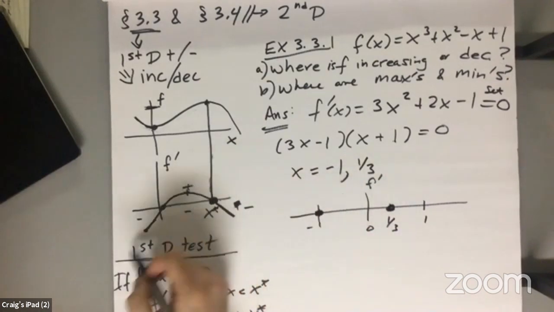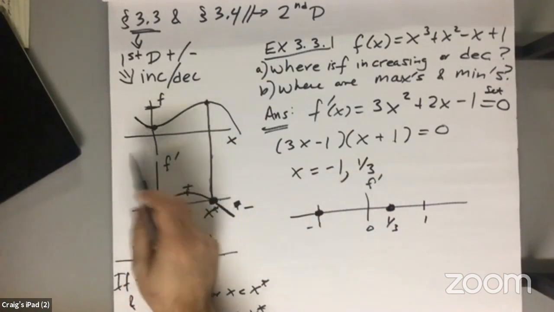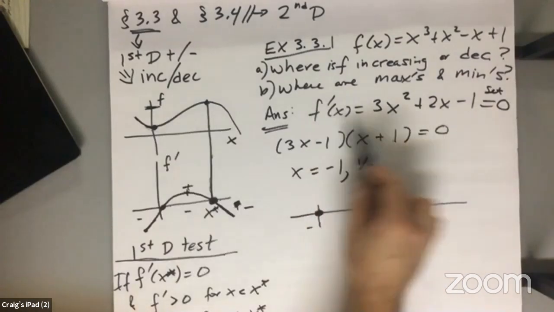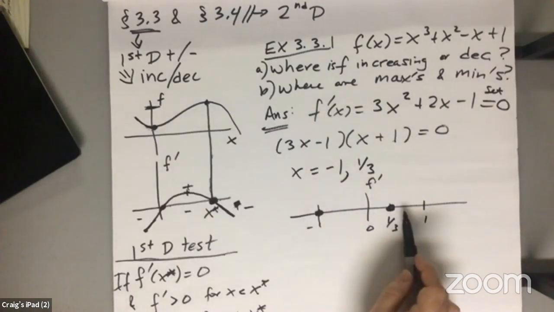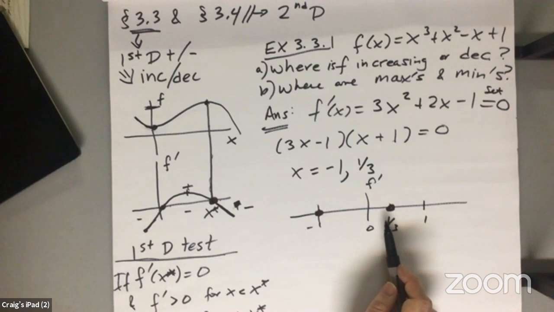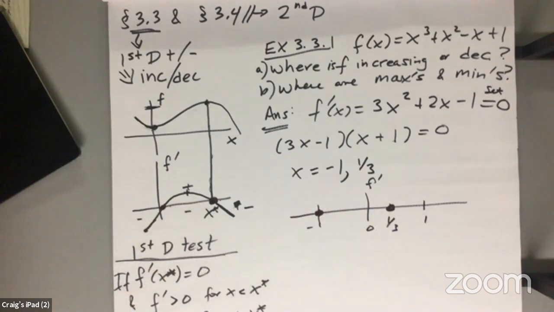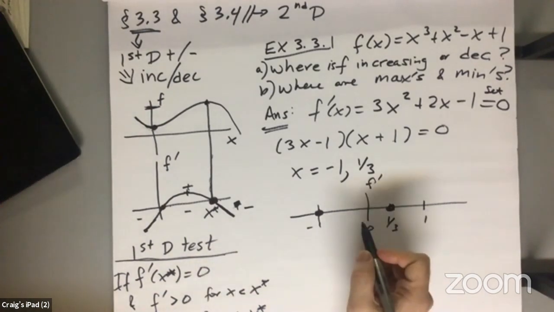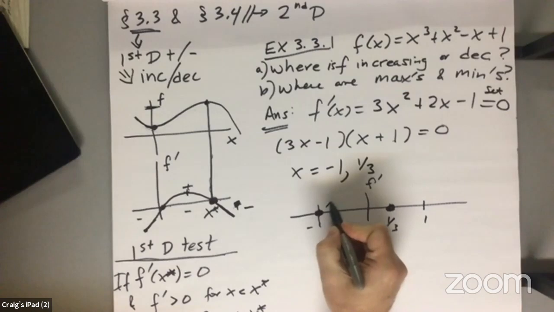The only other place I can have a max or a min is where the derivative doesn't exist. And this derivative exists everywhere, so this is it. These are my only places I can have a max or a min. And so that's my first derivative test, is that if the derivative is 0 and I have these pieces, then I can get it.